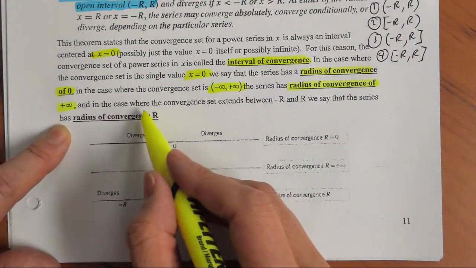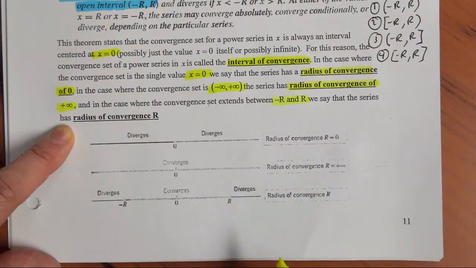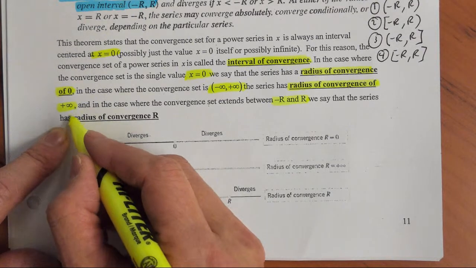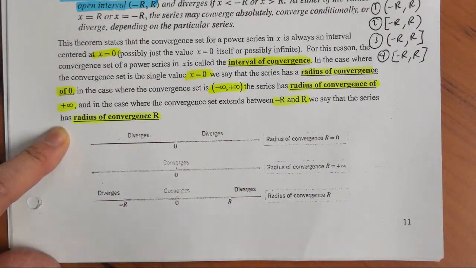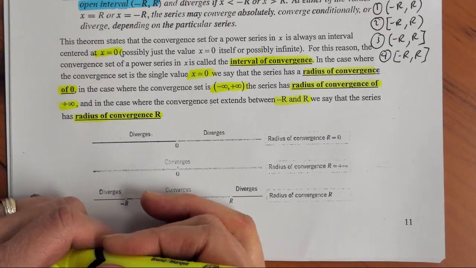And then in the case where the convergent set extends between negative r to r, we say that the series has a radius of convergence of r. Okay, so this is kind of mediocre, right? So we have the worst case, the best case, and then the final one is kind of a medium case. So the one that we just went over is a medium case, because it went from negative 1 to 1.